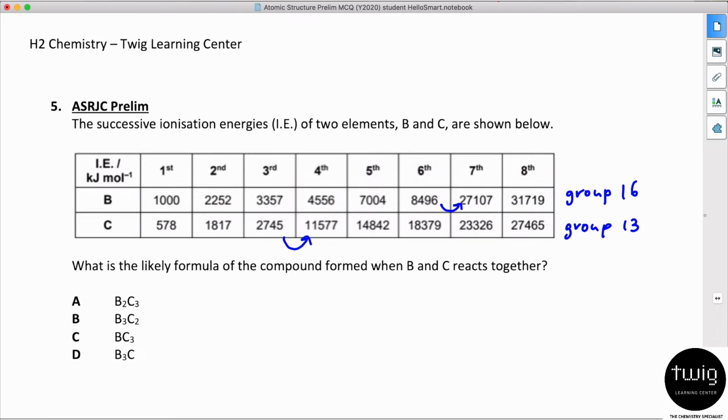Okay, so maybe you just try an example. So think of an element that is in group 13, maybe aluminium. Think of an element that is in group 16, I think of oxygen. So for example, you get Al2O3. Can you see that? So it should be like C2B3, right? So I'm just going to look for the one that is most similar, so that has to be B. Okay, let's look at the next question.